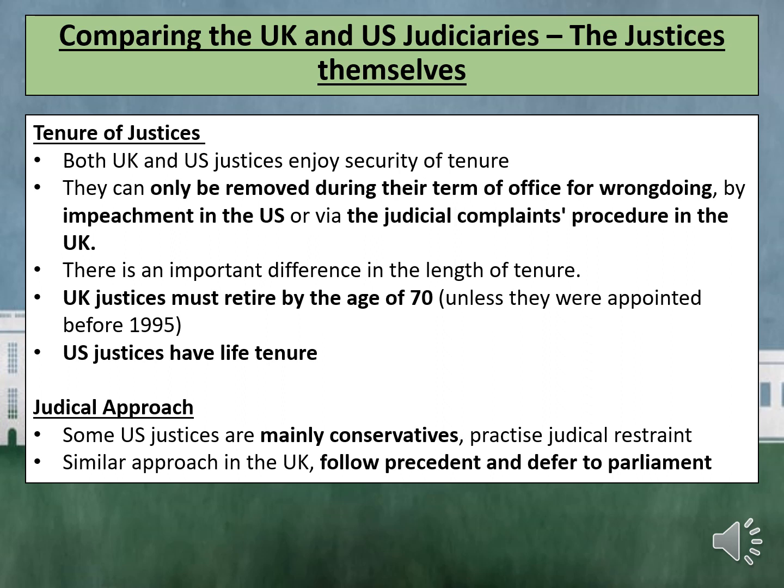And finally, there is judicial approach. Some US justices are mainly conservative and they practice judicial restraint. There is a similar approach in the UK where they follow precedent and defer to Parliament. However, some US justices believe that their role is to interpret the living constitution in a modern context. This loose constructionism can lead to judicial activism when justices make decisions to improve society. In the UK, justices have much more limited interpretative roles.